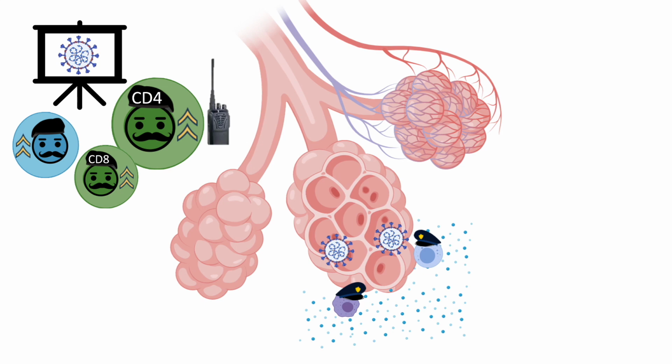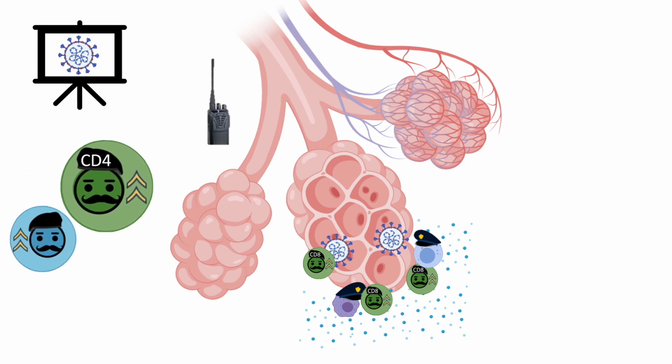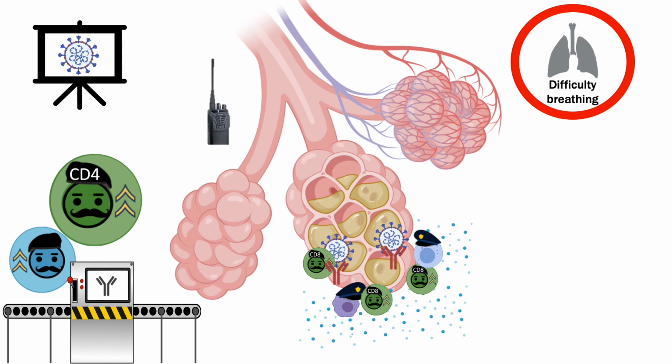These CD4 T cells guide another type of T cell, the CD8 T cell, towards the site of infection, where they kill the cells infected by the virus. The CD4 T cell also guides the B cell, which is responsible for making antibodies, the special weapons that specifically bind to the virus in order to help eliminate it. All of this action takes a toll on the alveoli, causing significant damage. This leads to difficulty in breathing and increased coughing and chest pain.